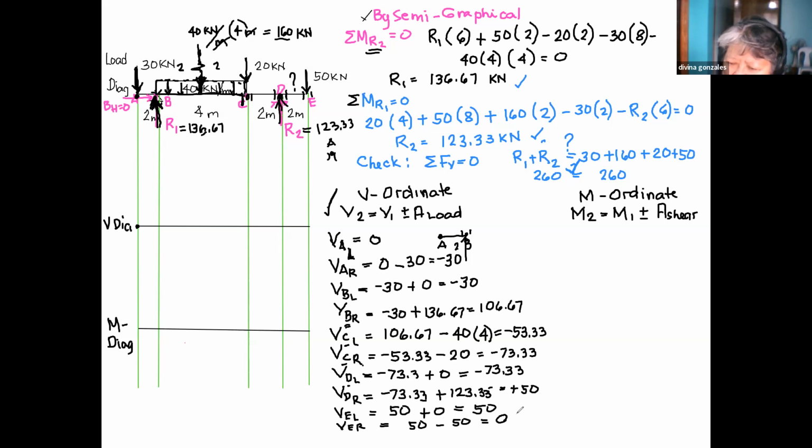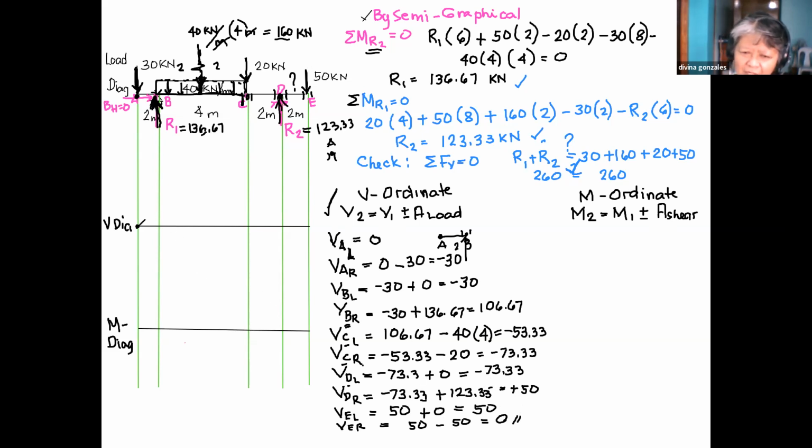So the instance that the last ordinate happens to be 0, that means you are on the right track. You have the correct load. If it is not 0, there must be something wrong with your solution. But if it is very near 0, we can accept. Baka may konting error lang. Pero this particular problem has 0 error because we arrive at the last ordinate na 0. That is one way of checking it. Then you try to plot.